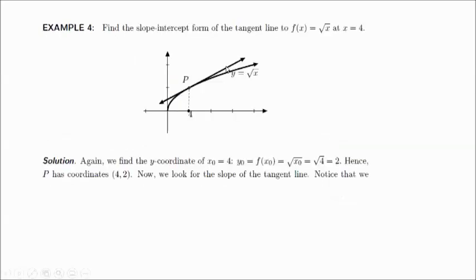So another equation: find the slope-intercept form of the tangent line to f of x equal to square root of x at x equal to 4. So another, we need to get the equation of this tangent line. So this time, square root of x na siya. I mean, y is equal to f of x. So, f of x equal to square root of x. So, ito yon.